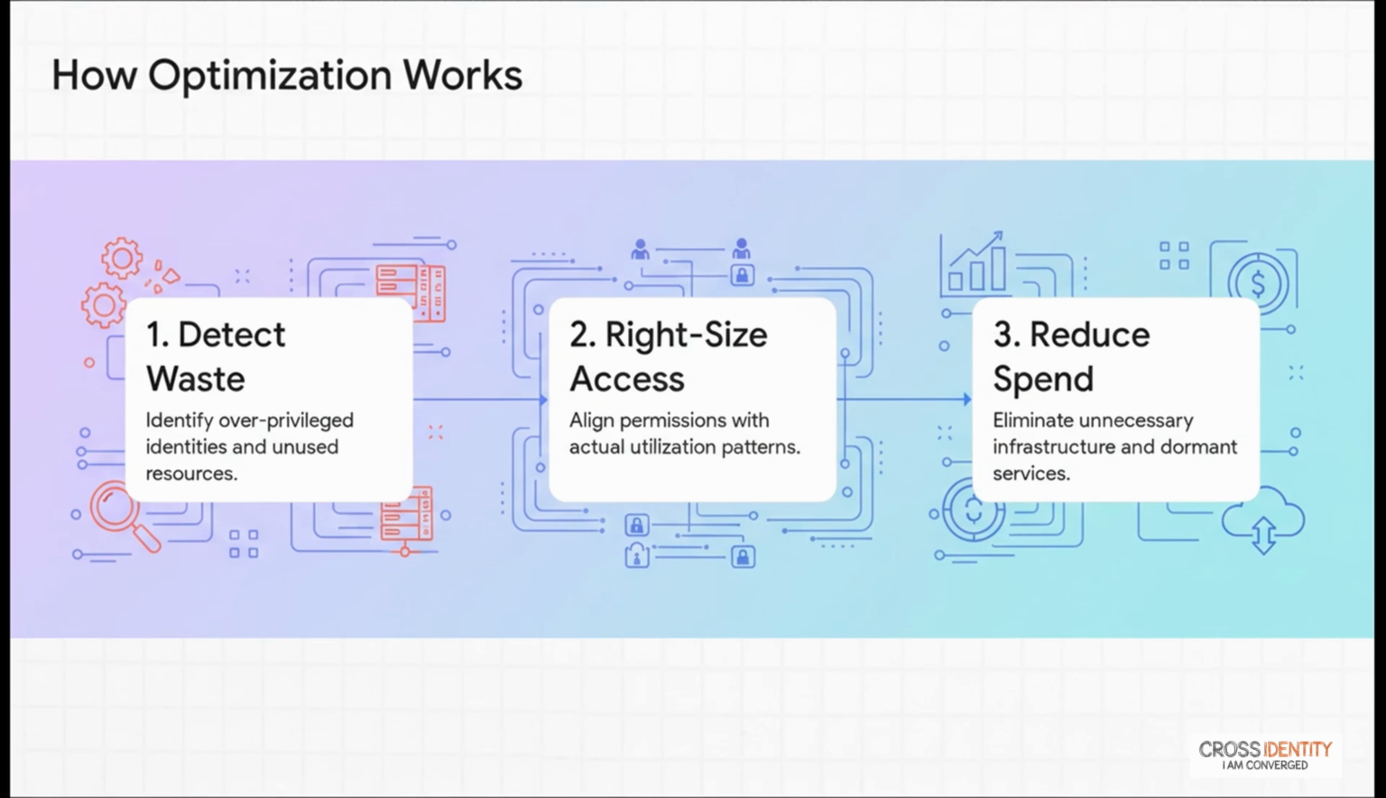The process here is really clear. First, you use all that intelligence about permissions to find the waste. Then, you right-size the access. You trim it back to what people actually need to do their jobs. And what happens next is pretty awesome. Your cloud bill goes down because you stop paying for all that extra stuff. It's not just about cutting costs, it's about smart management.